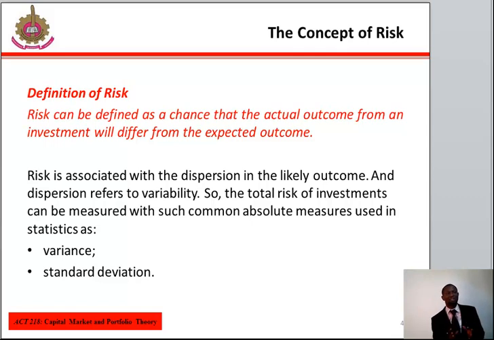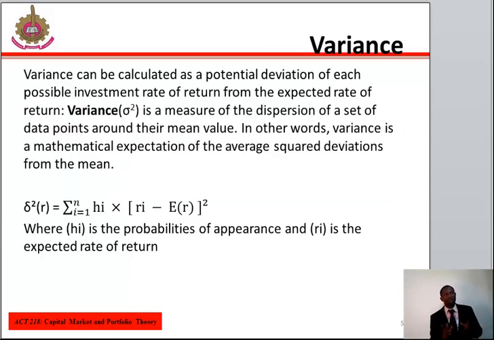So the total risk of an investment can be measured with common absolute measures used in statistics, such as variance and standard deviation. Variance can be calculated as the potential deviation of each possible investment rate of return from the expected rate of return. Variance is a measure of dispersion of a set of data points around their mean value. In other words, variance is a mathematical expectation of the average squared deviation from the mean. It is computed by finding the probability weighted average of squared deviations from the expected value. Variance measures the variability from an average mean, or volatility.